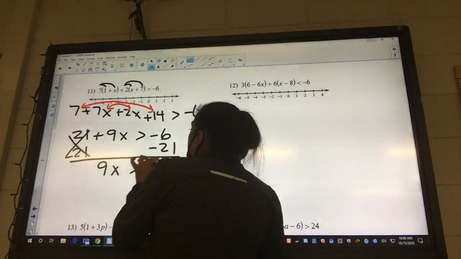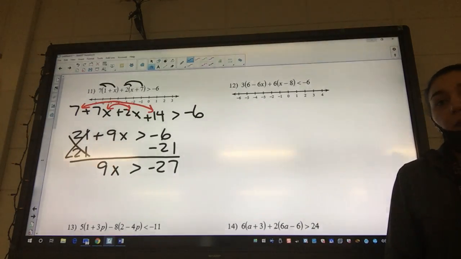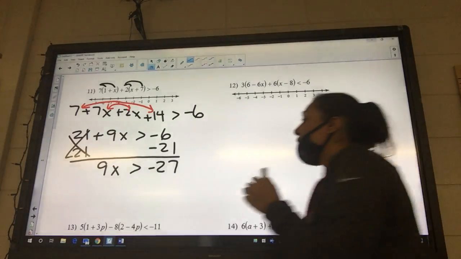9x is greater than -27. And our last step is going to be to divide.